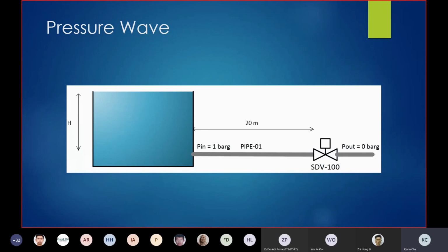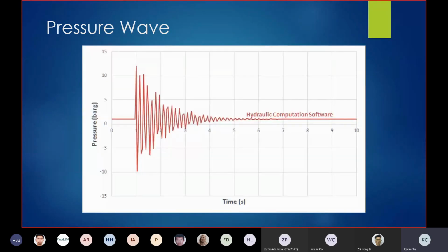This is what the transient response generated using Pipenet looks like. When the valve is closed at about 1 second, a pressure wave is generated and oscillates at the inlet of the valve. You also notice that the amplitude of the pressure wave decreases over time. This is because the fluid has gradually lost its momentum.